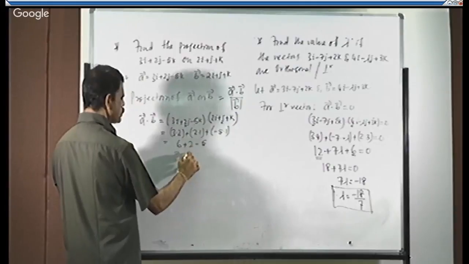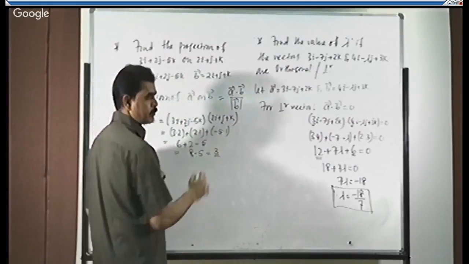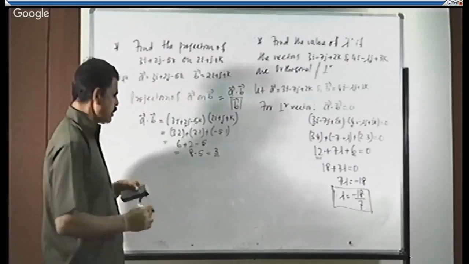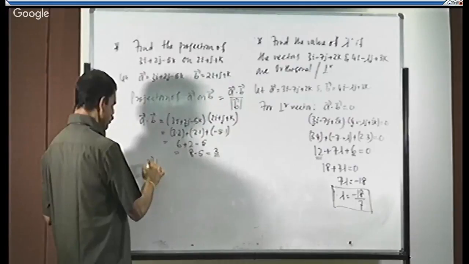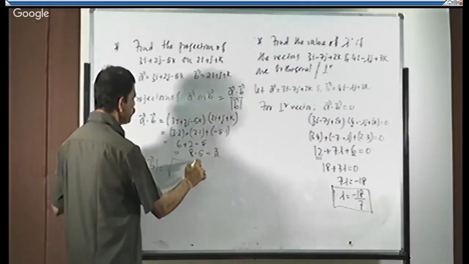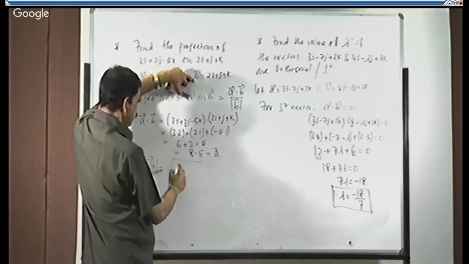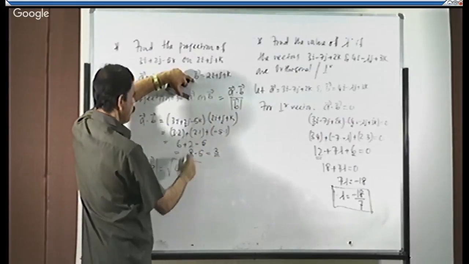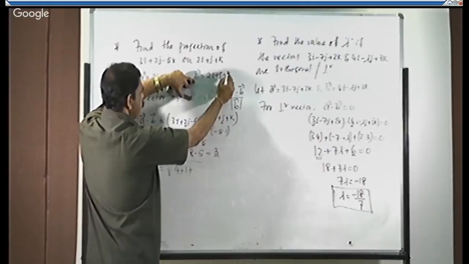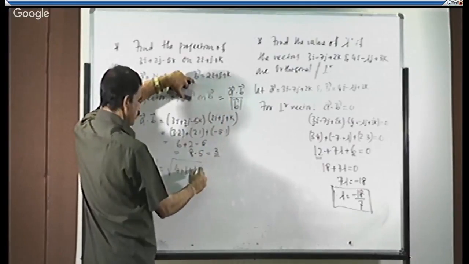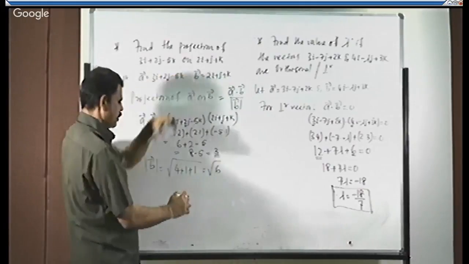So 6 plus 2, 8 minus 5, which is equal to 3. I got A dot B as 3. Then I need the magnitude of B. Get the magnitude of B. This is B, right? The magnitude of this is 2 square is 4, plus the coefficient of j is 1, 1 square is 1, plus the coefficient of k is 1, 1 square is 1. Hence it is 6.